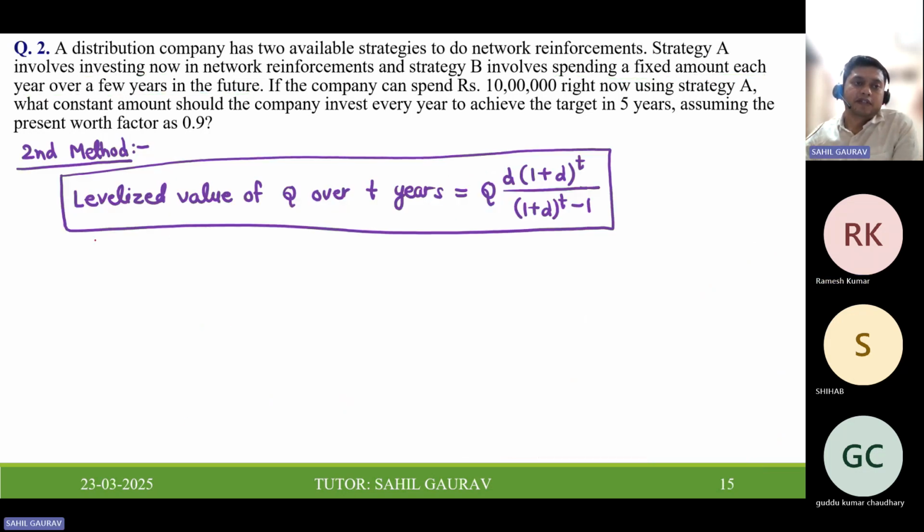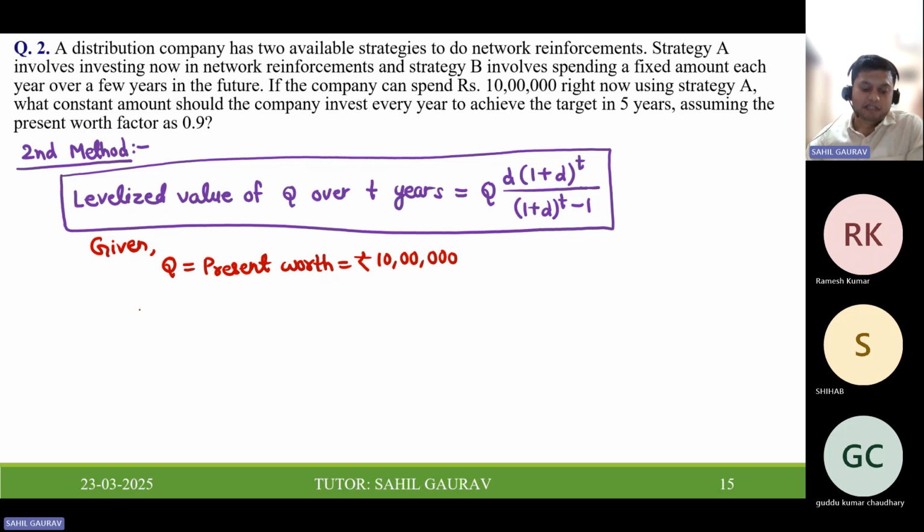Now tell me, what are the things given based on this expression? What is the Q? Anyone can tell? For this question, what is the Q? Yeah, Ramesh, you can guess. 10 lakhs. Yes, correct. So Q is present worth only. Q is given as 10 lakh. And the number of years T is given as 5.